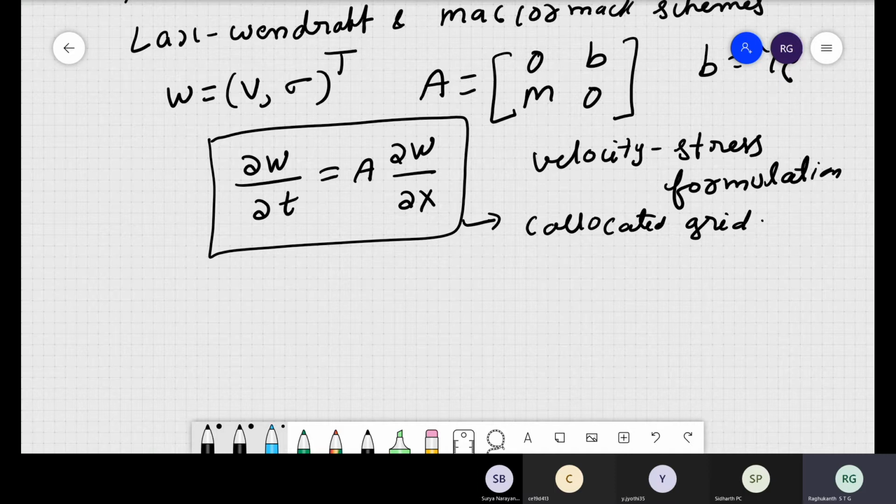Suppose you write those two equations separately: on the left hand side you have velocity, on the right hand side you have stress; in the other equation, stress here, then time here. The derivatives are different. That's why you get a staggered grid actually. So this way also, people try to solve these expressions itself.